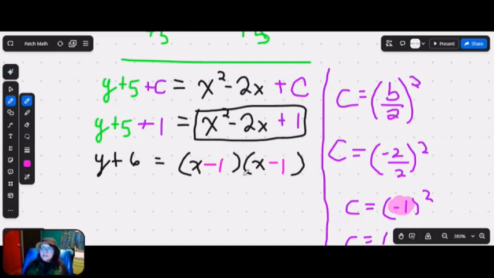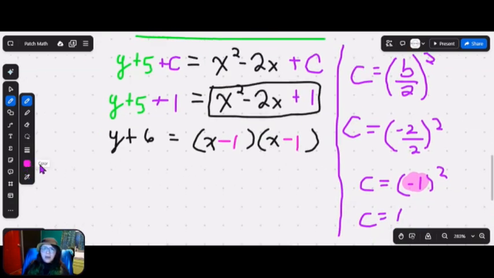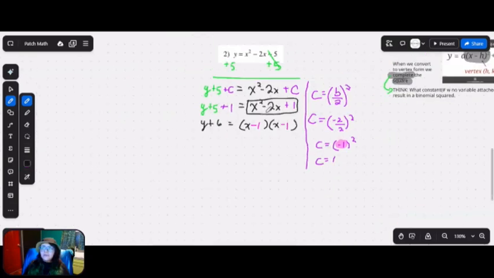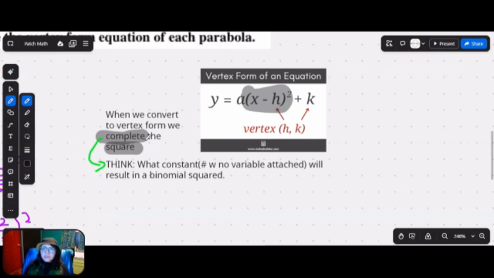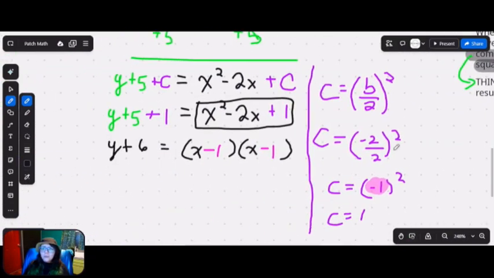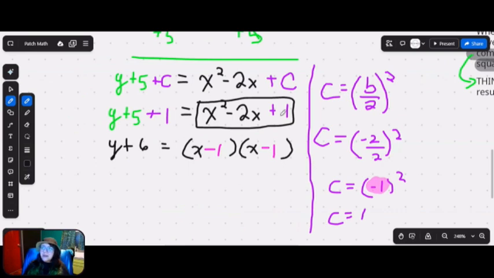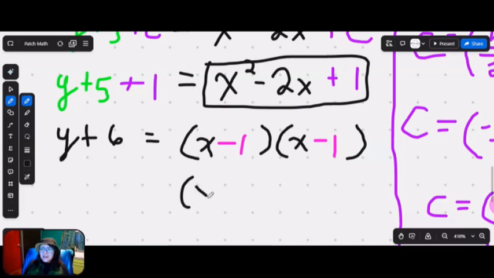We have x squared minus 2x plus 1 written as a binomial times the exact same binomial. In other words, a binomial squared. And if you zoom on out, when we convert to vertex form, we must complete the square. And when we are completing the square, think what constant, that's a number with no variable attached by multiplication, will result in a binomial squared. Well, what constant here will result in a binomial squared? That is that positive 1, and our binomial squared is x minus 1 squared.